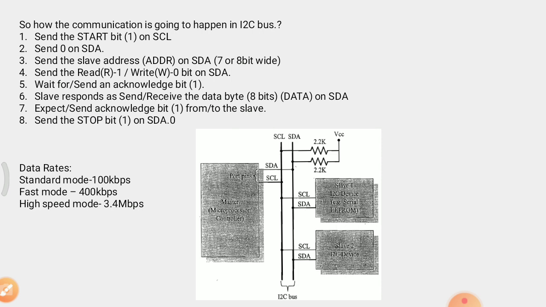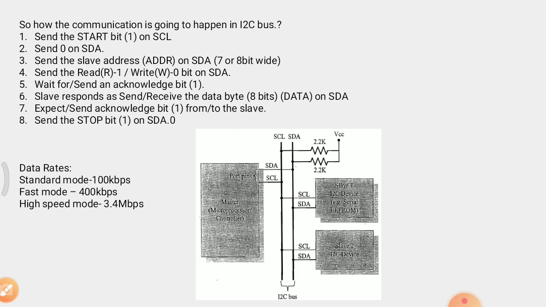Always in I2C, the master is going to initiate the communication. So here, the first step is the master sends the start bit 1 on SCL. So SCL becomes high in the beginning, and then the master will send a bit 0 on the SDA line. After this, the master will send the slave address on the SDA wire. The address may vary from 7 or 8 bits wide.